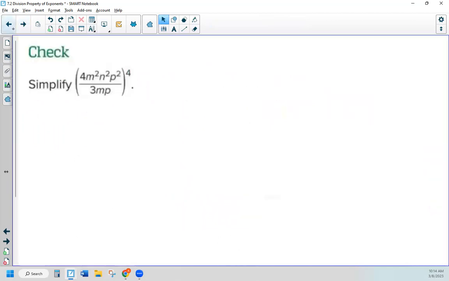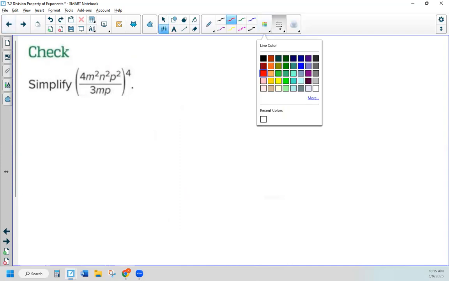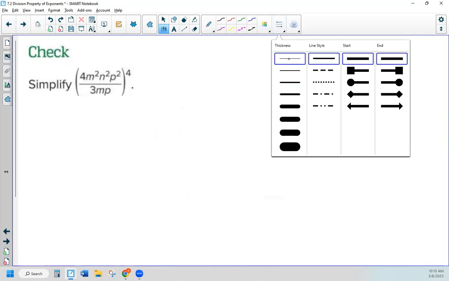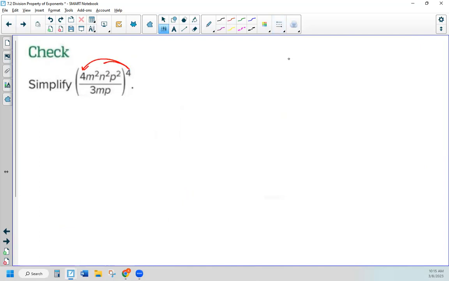All right. Let's see what we got. Okay. Now we're just checking our problem. I'm going to speed it up a little bit. So by speeding it up, that means I'm going to be skipping a few little steps. I'm going to apply a power to everything that I see inside, every single variable, every single number. So P, M, and 3, everything at all gets a power of 4.